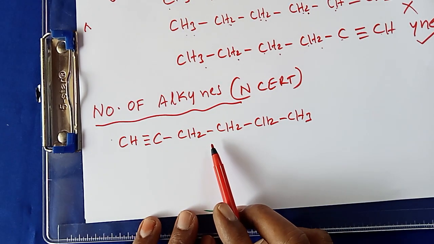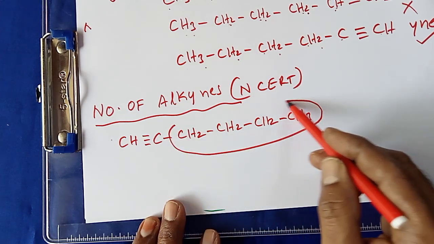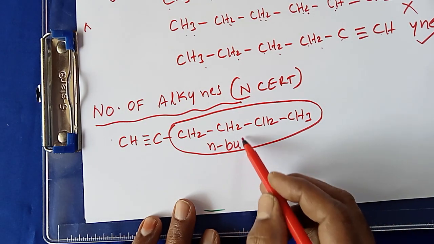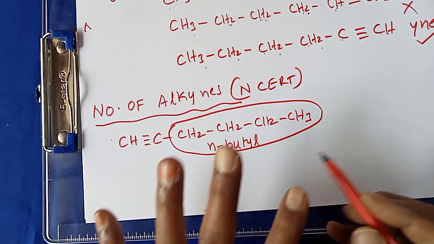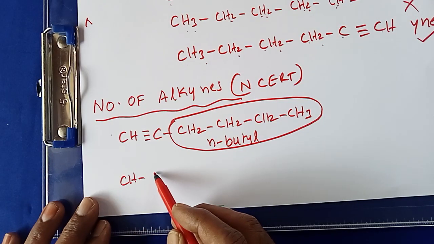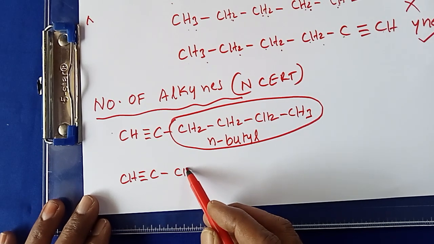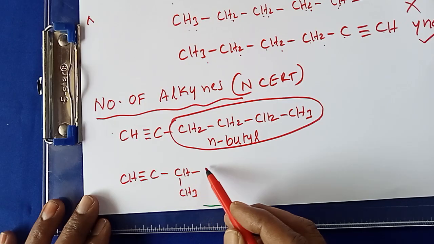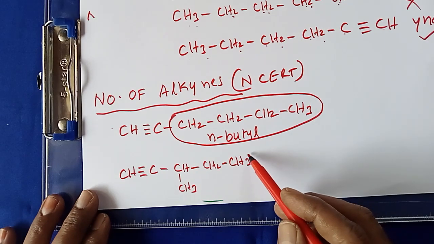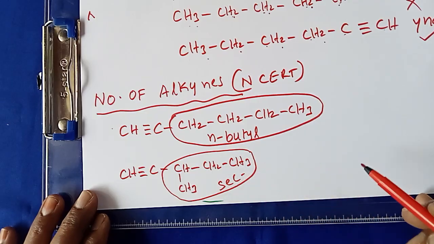So this is the one, hexyne, you know this name. But here you circle this alkyl group. What is this group name again? N-butyl. If N-butyl comes, immediately write down 4 butyls. What is another butyl? Secondary butyl is possible. CH triple bond C, secondary butyl means CH, CH3, again CH2, again CH3. What is this butyl group name? Secondary butyl.